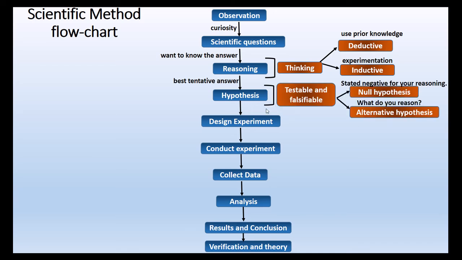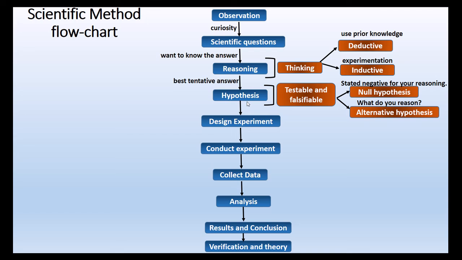Now let's talk about hypothesis. A hypothesis is nothing but a statement. It's the best guess answer that you come up with for your scientific question. Now, there are some characteristics of a good hypothesis. A good hypothesis must be testable. That means you should be able to test it out, and it must be falsifiable. These are the two characteristics of the hypothesis.